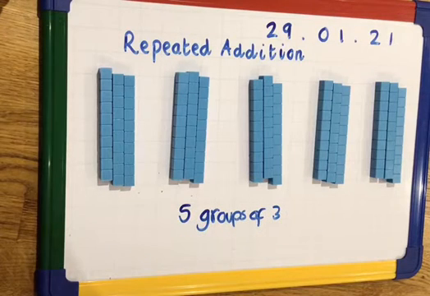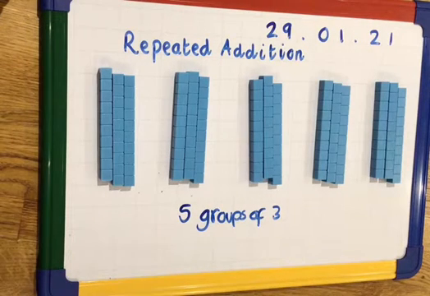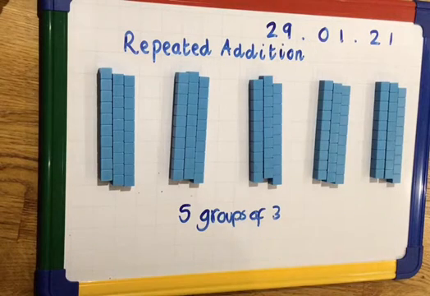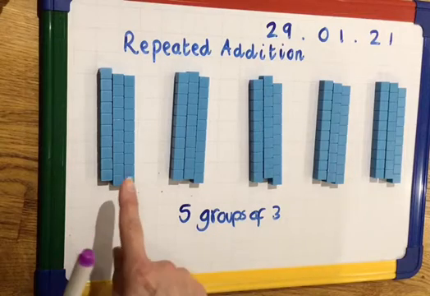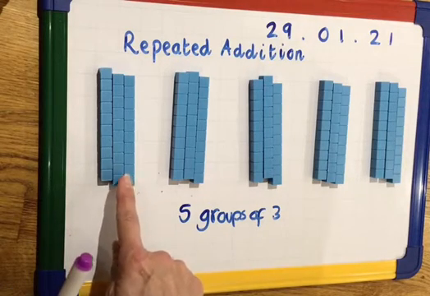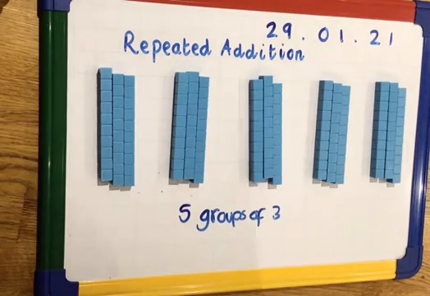But saying 5 groups of 3 is quite complicated, and it's not the way that we would record this in mathematical terms. So we'd record it as an addition. So let's see if I can record this as an addition. Right, so I've got my 5 groups and I've got 3 in each group. That means if I write 3 5 times, I will have the same representation.